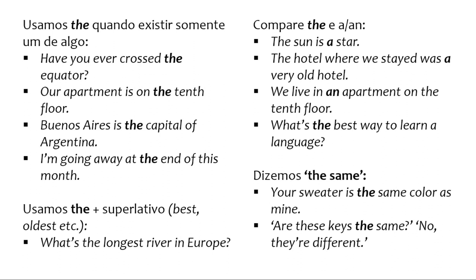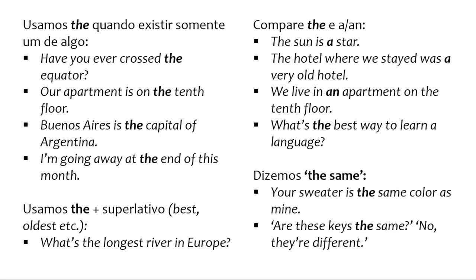Temos quatro exemplos. Have you ever crossed the equator? Você já cruzou o Equador, a linha? Porque tem só uma linha, só um. Our apartment is on the 10th floor. O nosso apartamento fica no décimo andar, porque tem só um décimo andar. Buenos Aires is the capital of Argentina. É a capital, tem uma só capital.